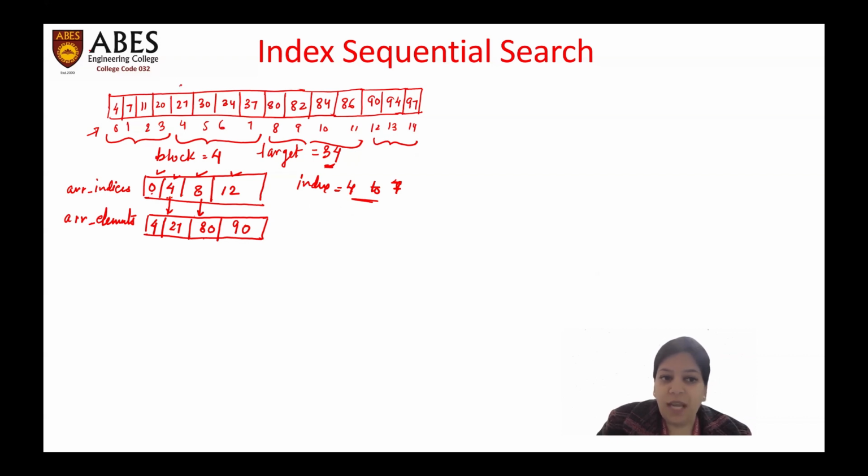So we are going to check at index number 4, index number 5, and index number 6. And yes, here we are going to get the correct value and our search will be successful.